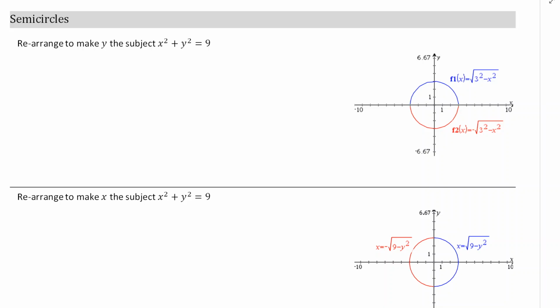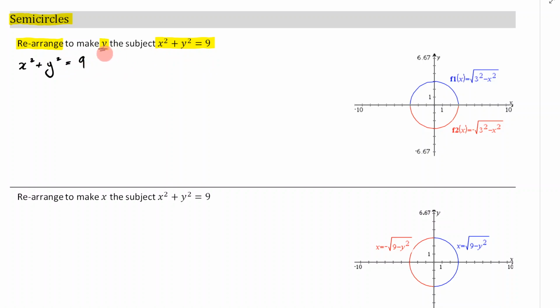Welcome. So in this video, we're going to be talking about semicircles. And we're going to see how we can get a semicircle from a center radius form of a circle. So we're going to rearrange to make y the subject for this right here. So let's do that. Let's begin by just writing down x squared plus y squared is equal to 9.